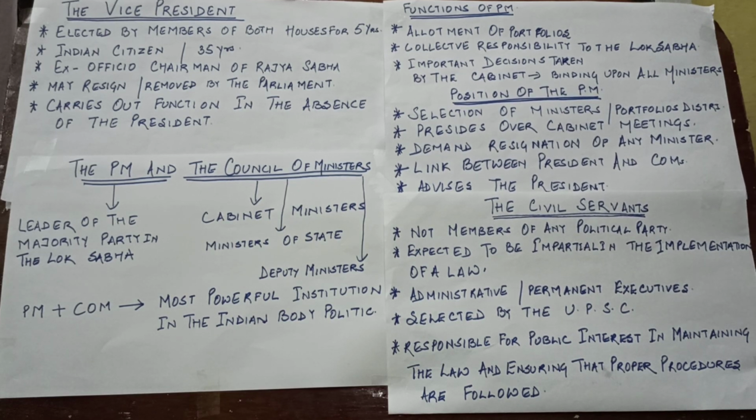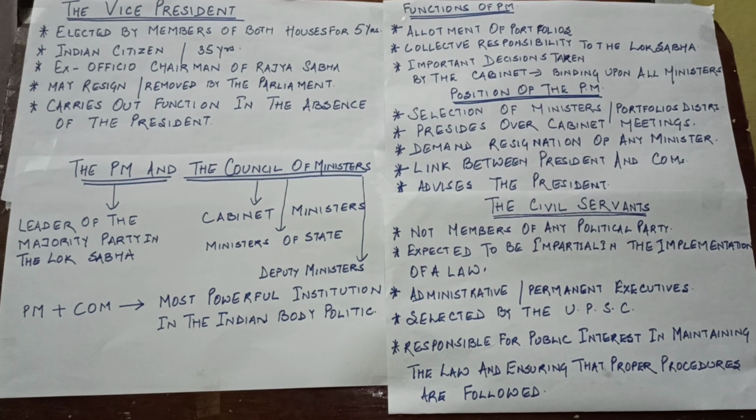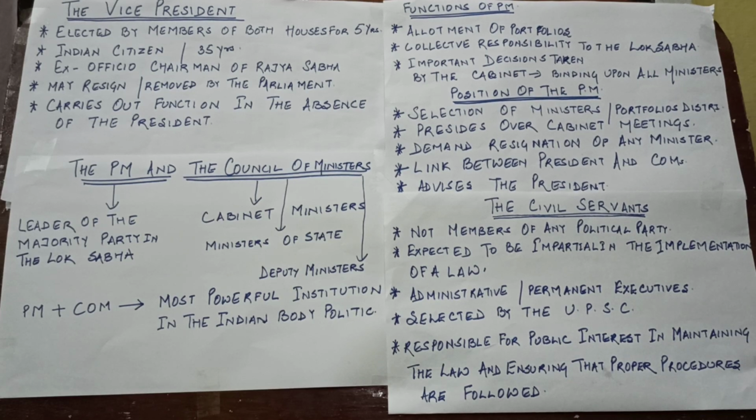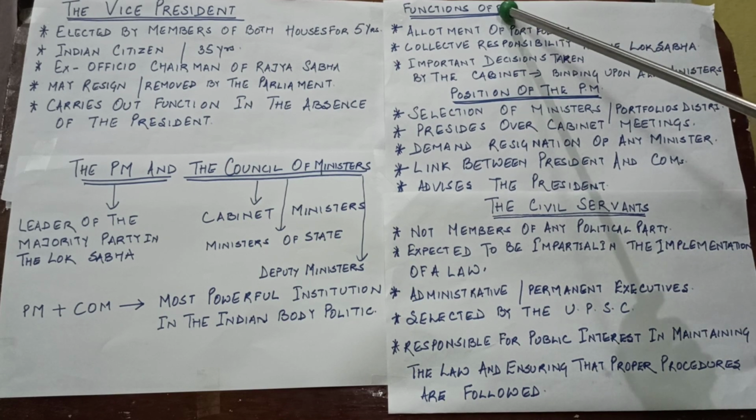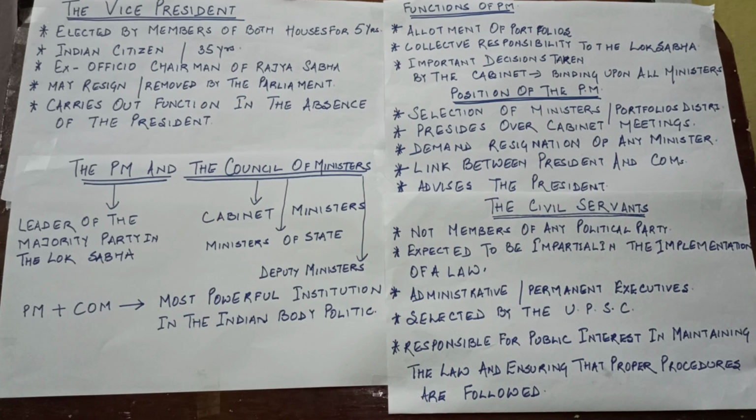This is the second video with regards to the second chapter of Civics, that is the Union Executive. In the last video we studied about the powers and the functions and about the election of the president. In this chapter we study about the vice president, the prime minister and the council of ministers, the functions of the prime minister, the position of the prime minister and civil servants.